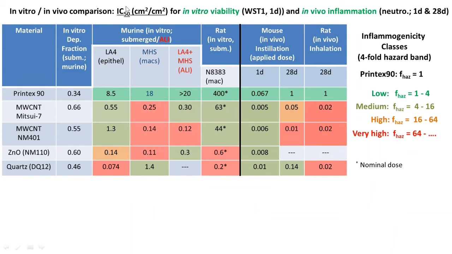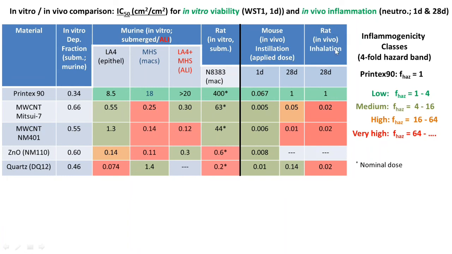So I'm trying to bring everything together. I'm plotting now the IC50 value in surface area of material per surface area of tissue or lung. And we have in vitro and in vivo data. In vivo is here on the right-hand side, 3-day, and this is all the in vitro stuff. And I start on the right-hand side.